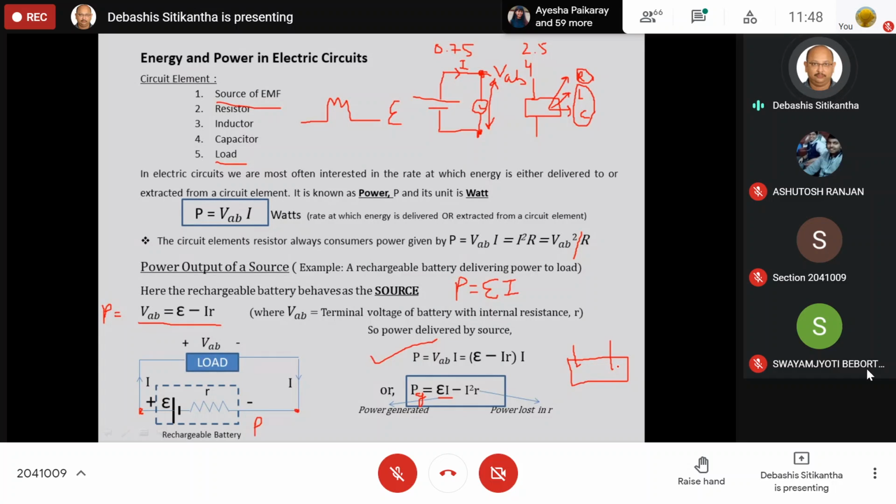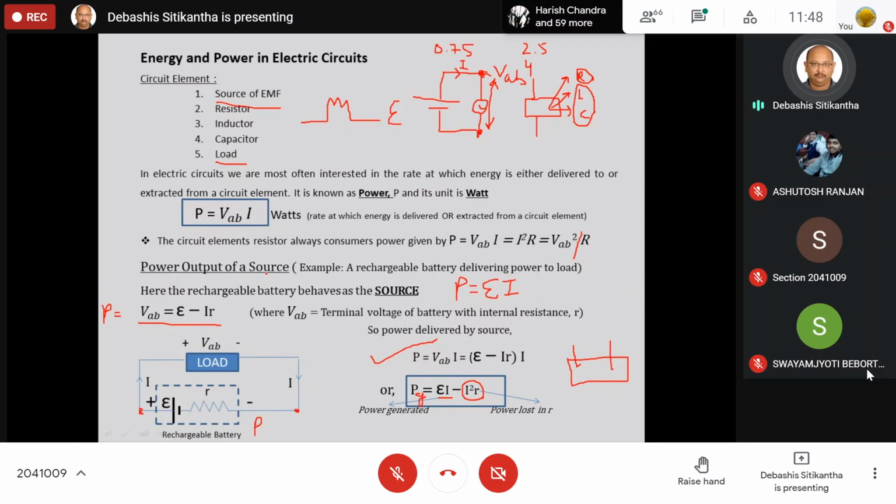Why is it a little bit warm? Because of this I square R. Inside the battery there is some internal resistance, and whatever power it is generating by means of the chemical reaction, some amount of that power generated is wasted in the form of heat. So that is the reason why it is getting a little bit warm. Here I am talking about an EMF source, but I have taken an example of a rechargeable battery.